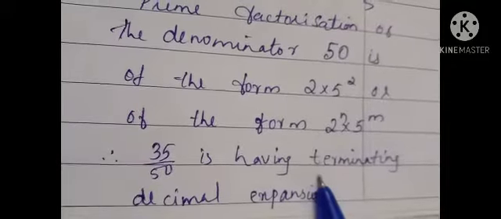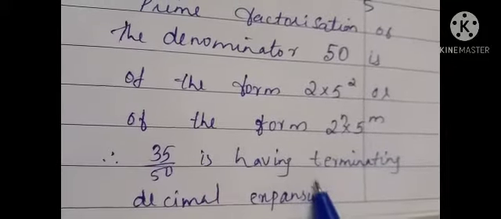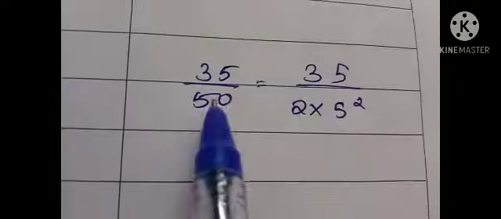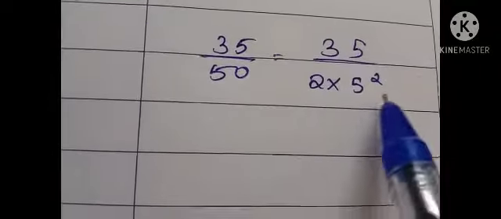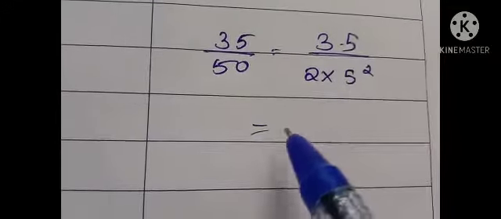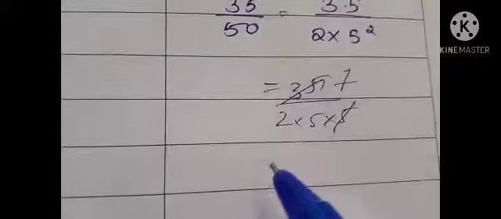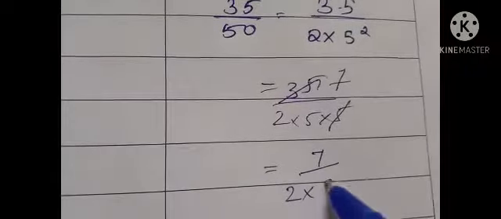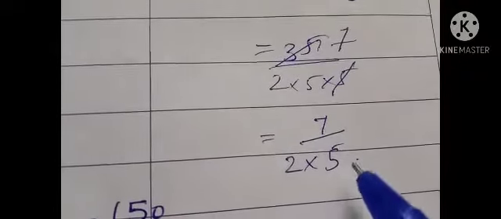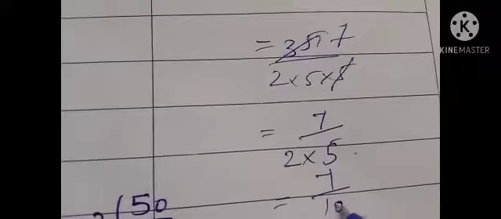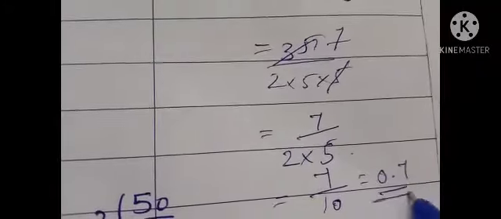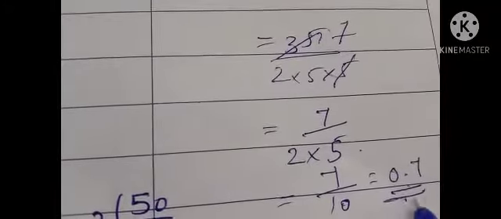So here we have to find its decimal expansion for the second question. 35 by 50 we can write as 35 by 2 into 5 square. Then here this 5 square we can write as 5 into 5, so 35 by 2 into 5 into 5. Okay, now we can cut this 5 and 35. Then what we will get? 7 by 2 into 5. Okay, now there is one 2 and one 5, so no need to multiply again. So we get 7 by 10, that is 0.7. This is the decimal expansion.